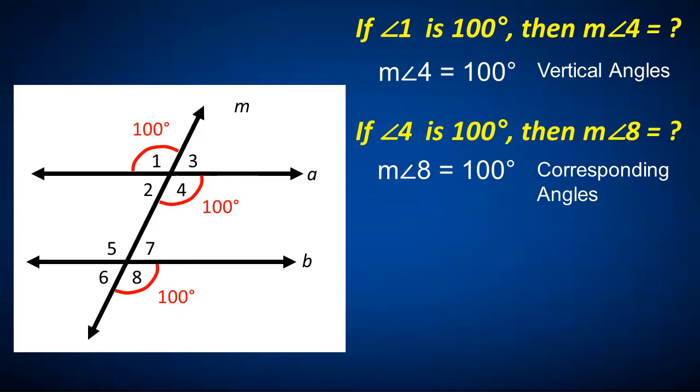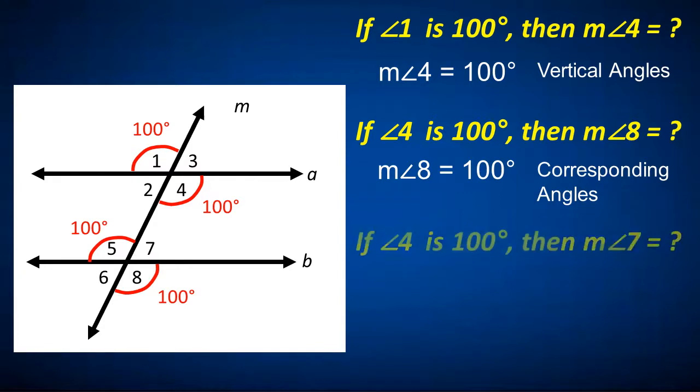Next, if angle 8 is 100, what is the measure of angle 5? We can say that angle 5 is also 100. Our reason is they are vertical angles. That's enough. Next, if angle 4 is 100, then what is the measure of angle 7?